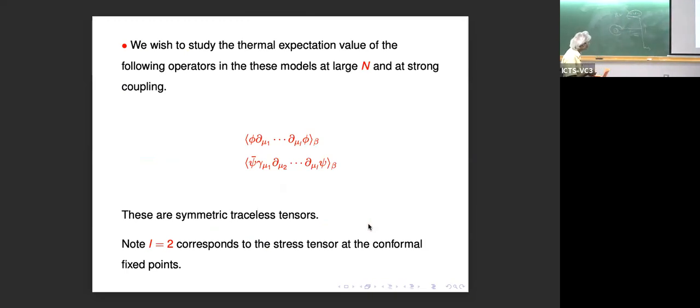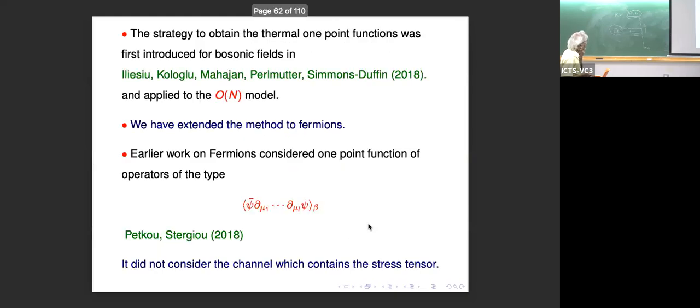These objects are a different class altogether, but these are the things we could have a handle on. They are these structures, symmetric traceless tensors, and L equals 2 is the stress tensor here. The strategy to obtain one-point functions was introduced for bosonic fields first by these authors, and it was applied to the O(N) model. And we have extended this method to fermions.